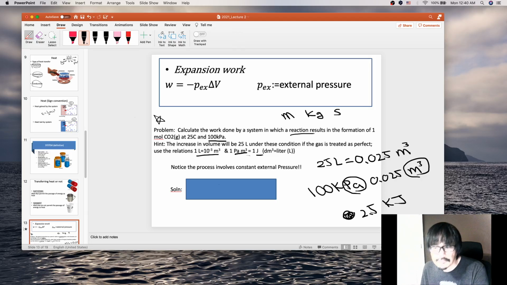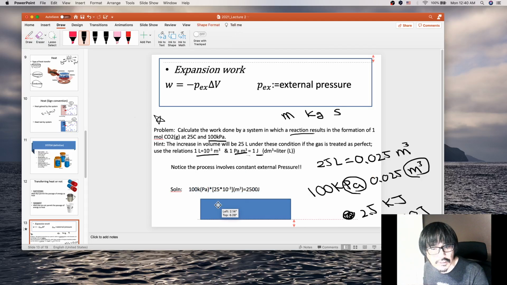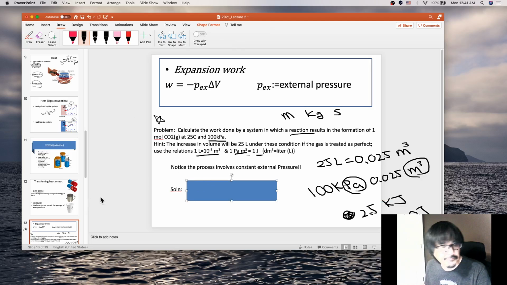So 2.5 kilojoule, which is 2500 joule, is the answer to this problem.